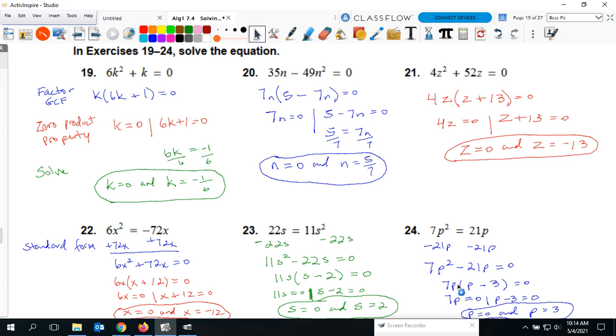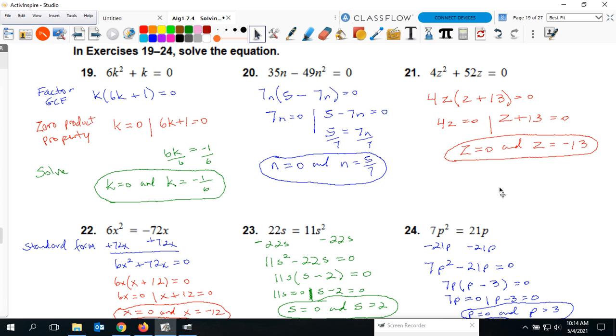And so then you set each factor equal to 0. So your monomial, 7p is equal to 0. P equals 0 for that one. P minus 3, add 3, so p equals positive 3 for that one. So 0 and positive 3 is what your answers are for 24.